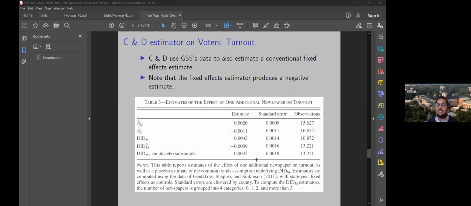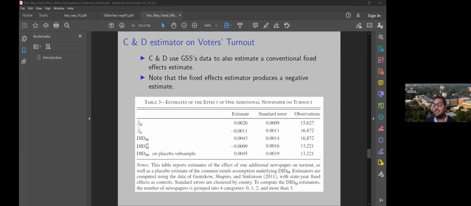So what Chaisemartin and D'Haultfoeuille do is use this data set and apply their estimator to this situation. Not only do they estimate the first-difference beta, which they find is 0.0026 or 0.26 percentage points, but they also calculate the fixed effects estimator.